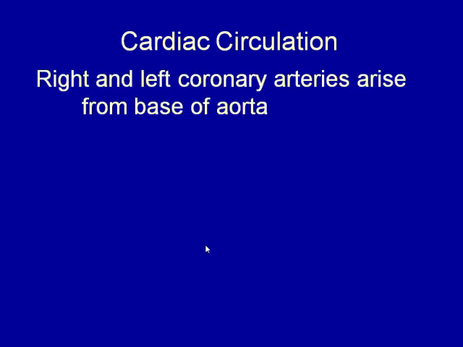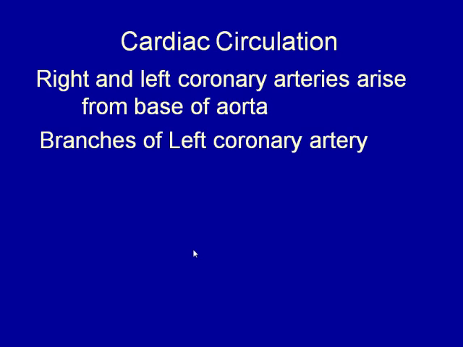The heart is one of the organs of your body, and it has to have blood delivered to it. It needs oxygen and nutrients, and it has waste products that need to be carried away, and that's the purpose of the cardiac circulation. There are two major arteries that feed the heart. They are the right and the left coronary arteries, and they come directly off of the aorta. Just as soon as the aorta is out of the heart, these two little blood vessels peel off of it.